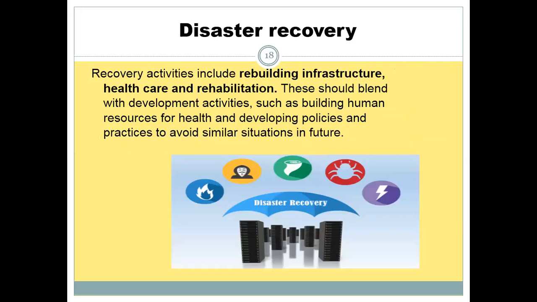Recovery. It is the priority of people to act on the recovery plans as soon as the events hit any place. Infrastructure, healthcare, and rehabilitation systems must be rebuilt in case of any disaster, along with building human resources for health and development policies and practices to avoid similar situations in future. So we learn from our mistakes. We must make sure not to repeat this mistake or any mistake that was missed last time. So we should make sure that it doesn't happen again.